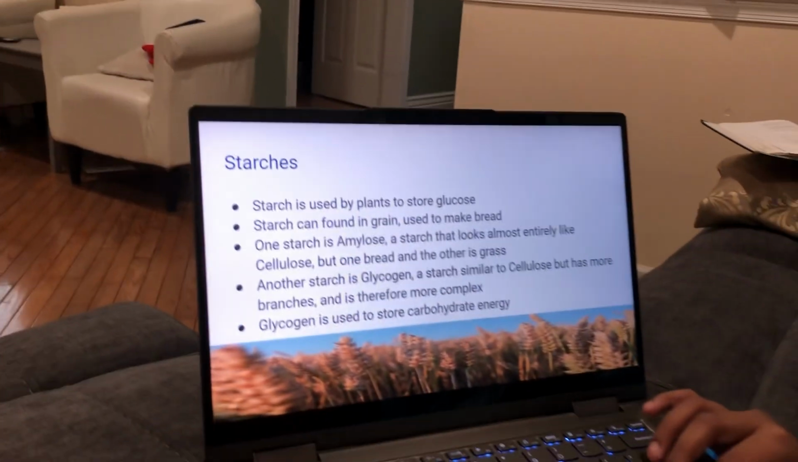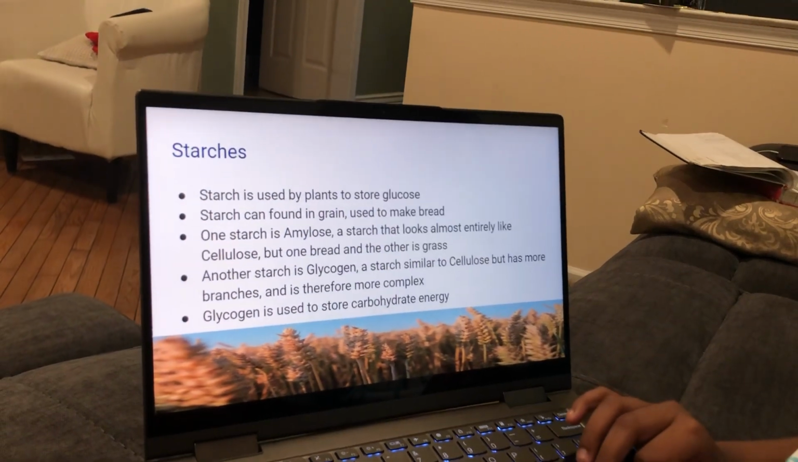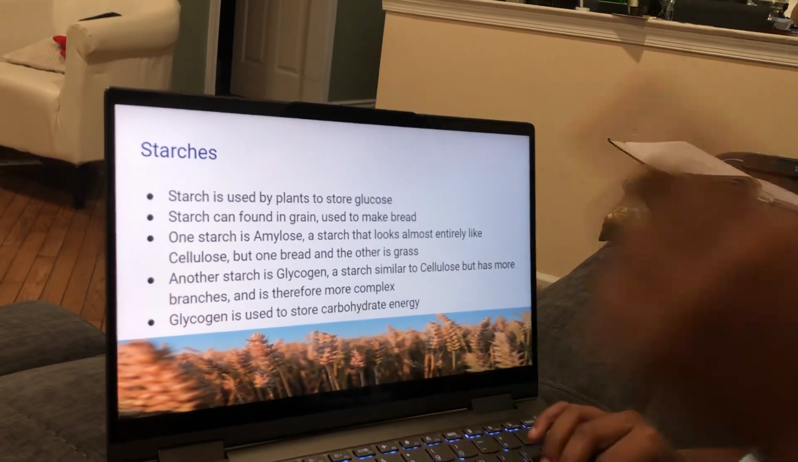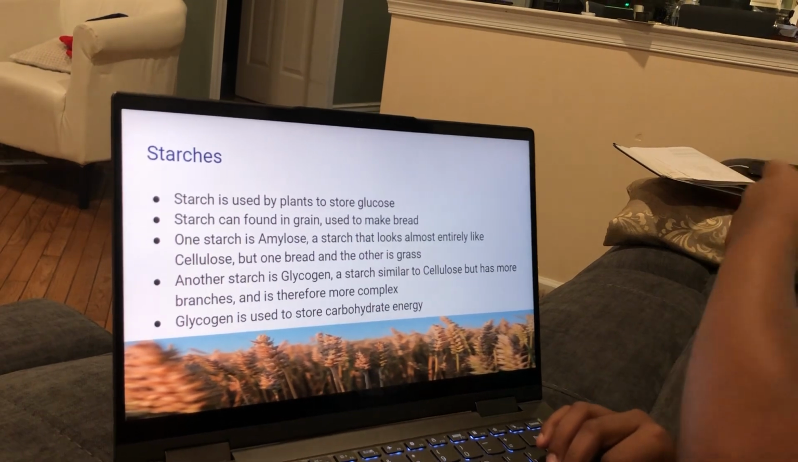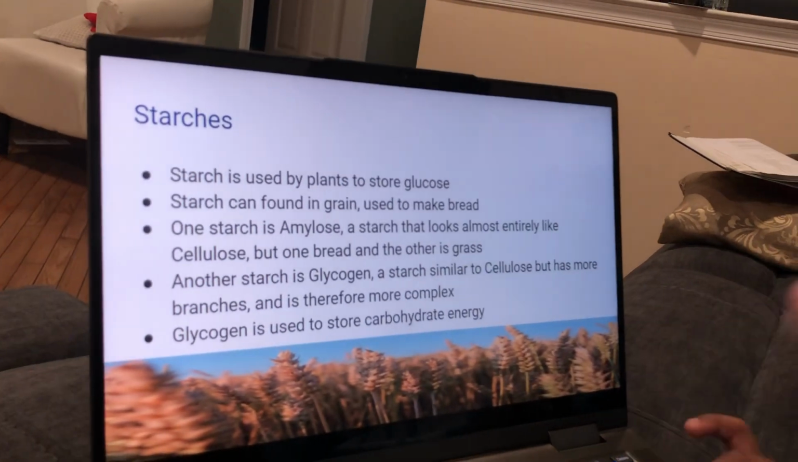Now we have starches, and starches are used by plants to store glucose. It's found in grain products such as wheat and barley, and it's used to make bread, the stuff that we eat every day. One of the main starches is amylose, and like I said before, amylose and cellulose are really similar, except one is grass and the other is bread, like chemistry. There's another starch called glycogen, very similar to cellulose and amylose, except it has more branches, and it's therefore more complex, and it's used to store carbohydrate energy in the body.